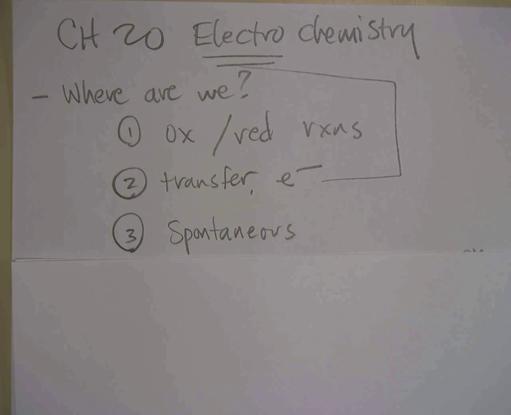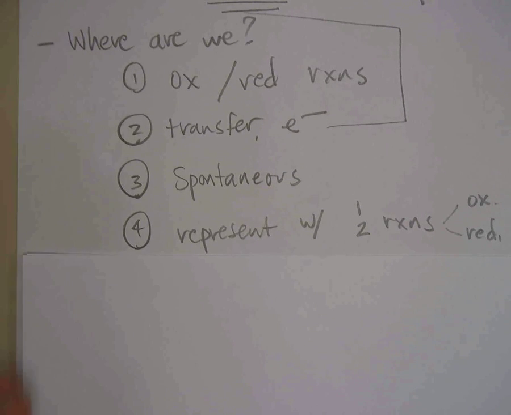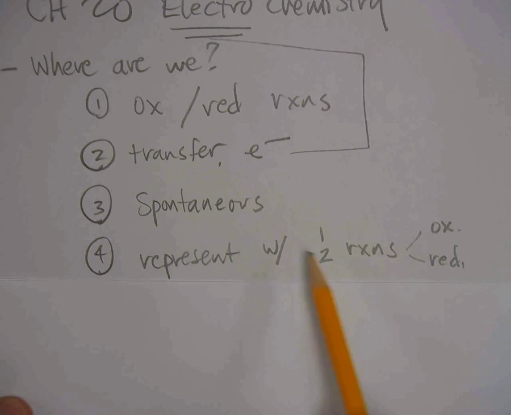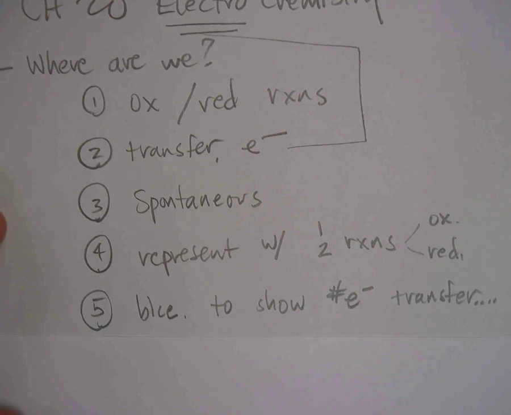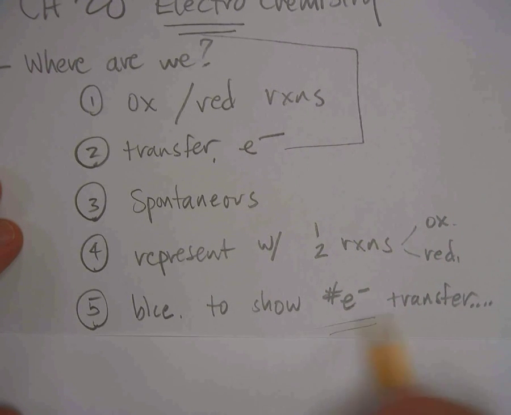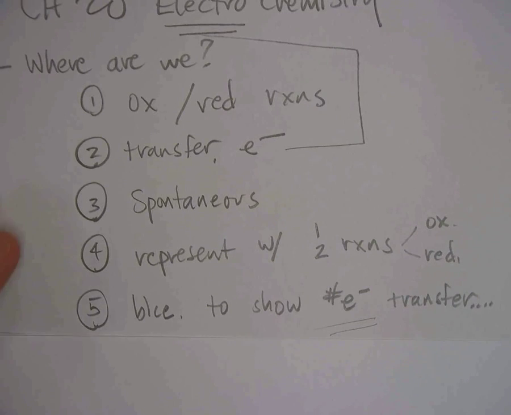These reactions occur spontaneously, and if you remember from back in Chapter 19, that means they occur without outside intervention. We can represent these oxidation-reduction reactions with what are called half reactions. Half of it as oxidation, half of it as reduction, and we'll continue to look at that. And we can balance these oxidation and reduction reactions to show the electron transfer. To show the electron transfer, oxidation is the loss, and reduction is the gain.